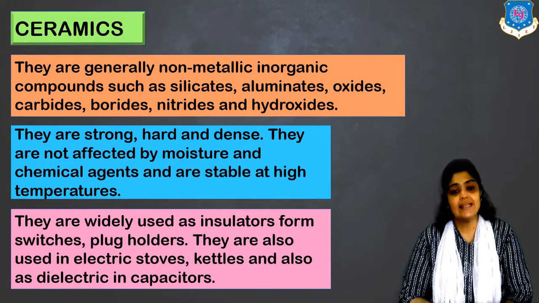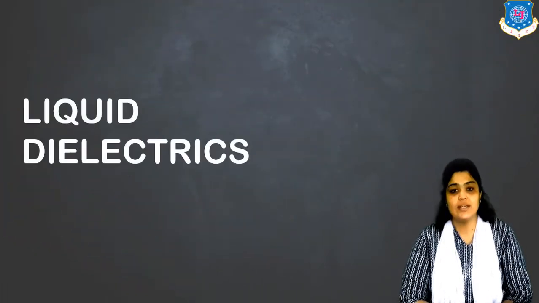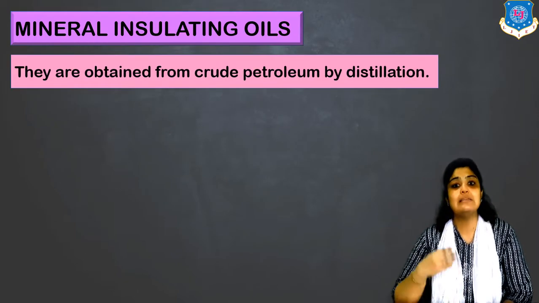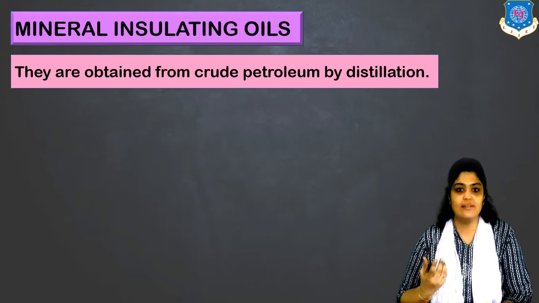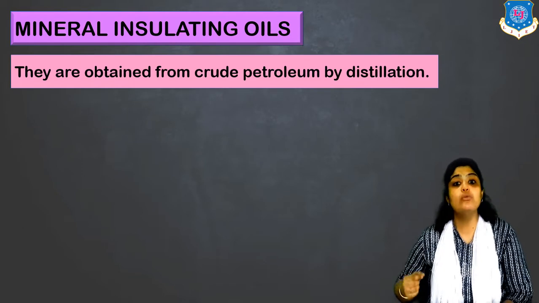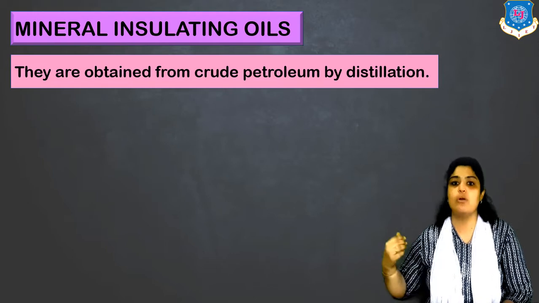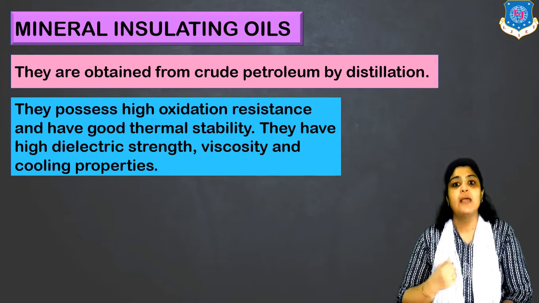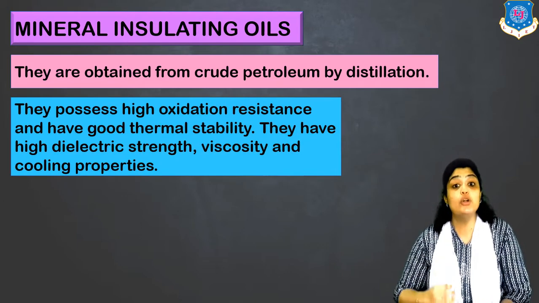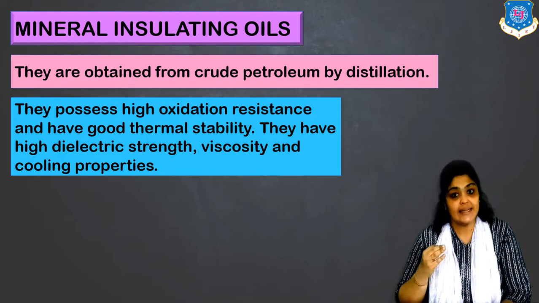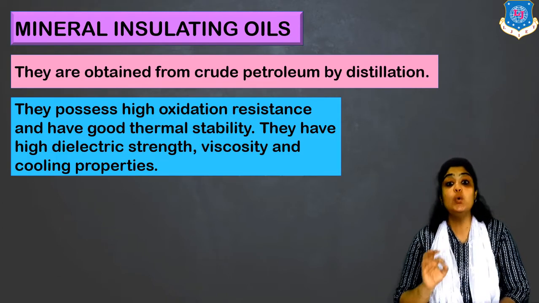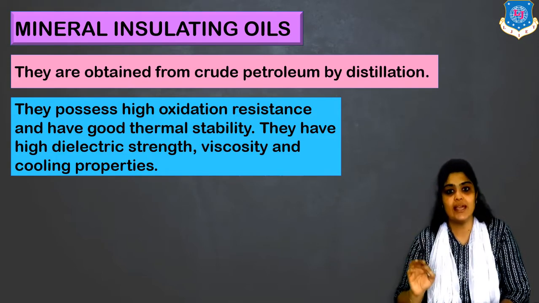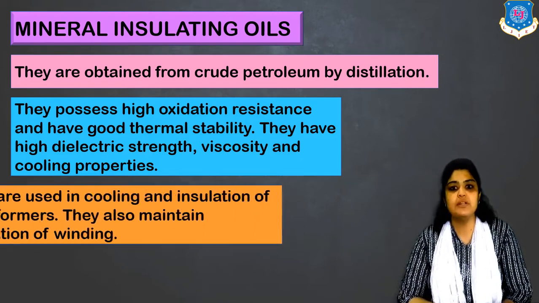Now I'll move on to the next category of dielectrics, that is liquid dielectrics. So let's see what all we have in case of liquid dielectrics. The first one is known as mineral insulating oil, which are naturally available. They are obtained from crude petroleum by a technique called distillation. So obviously they are naturally occurring. They have high oxidation resistance and a good thermal stability. They have a very high dielectric strength, viscosity and cooling properties, because we know that liquid dielectrics are very good as cooling agents. Now let's see what are the uses of this mineral insulating oil.